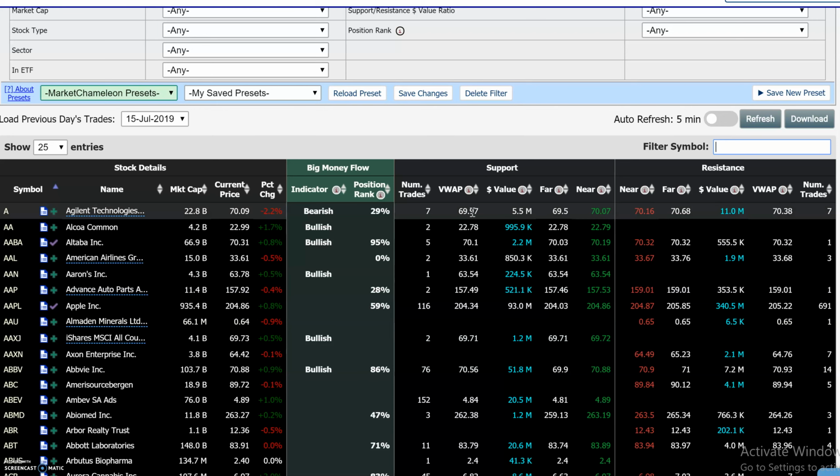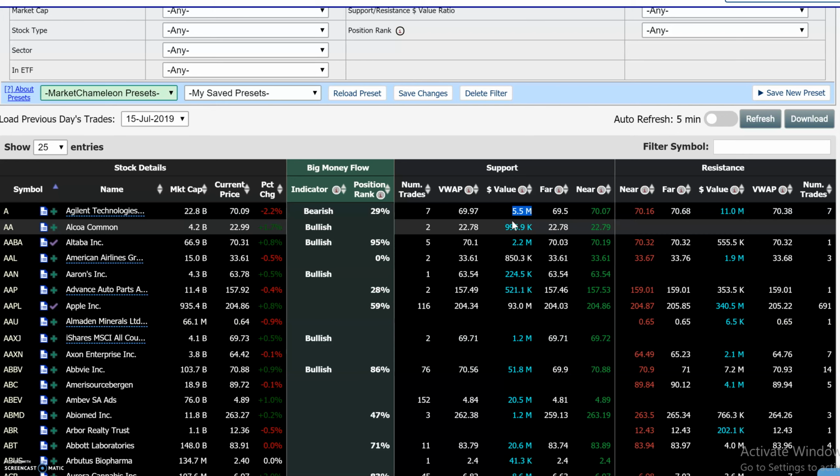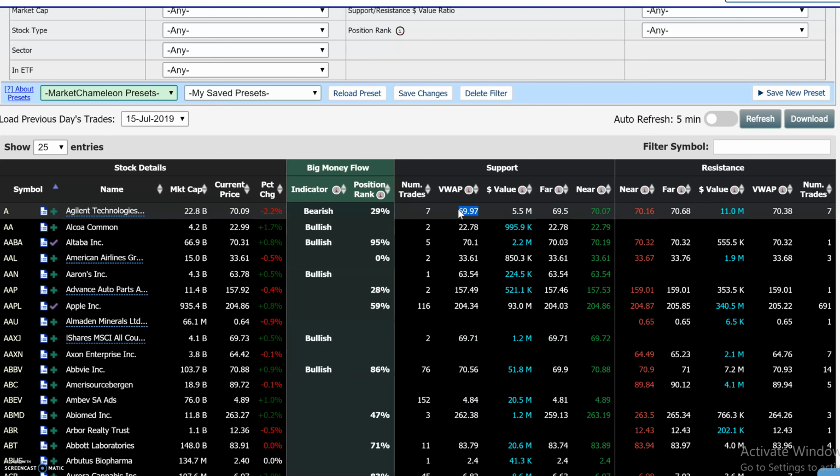On the support side here, what we see is the number of block trades. In this example, there are 7 total trades that met the condition on the support side, with $5.5 million worth of notional value in total. This is the VWAP price, the volume weighted average price of the block trades below the current price. So we would consider that in this example the support level. And here is the furthest away support price, and this is the nearest to the market support price.